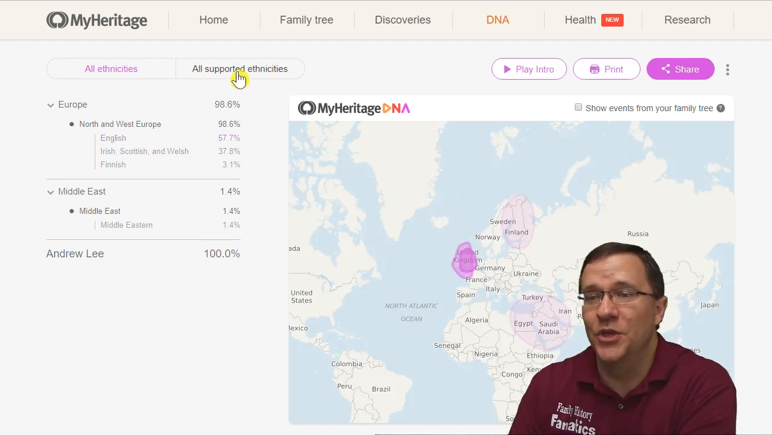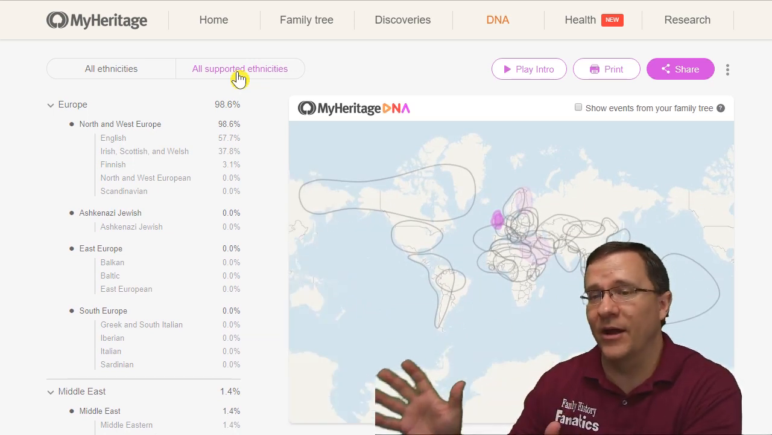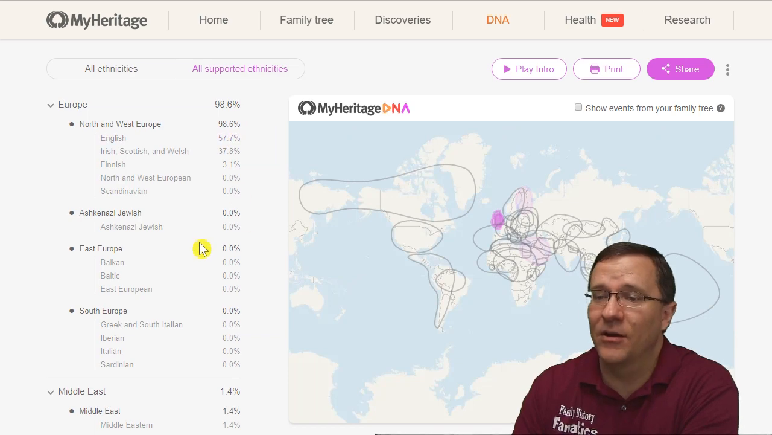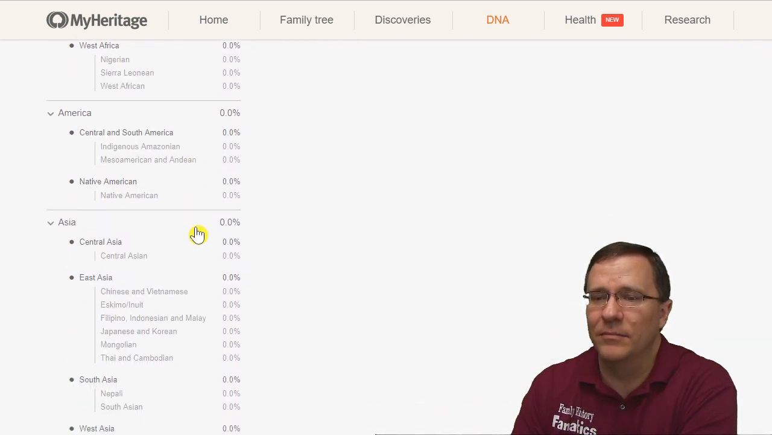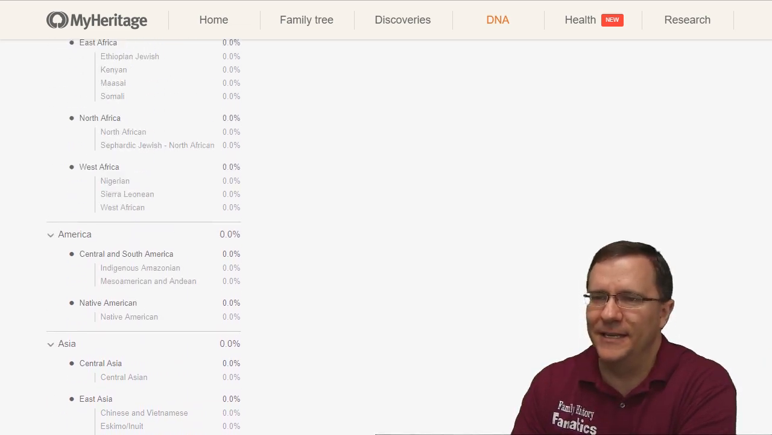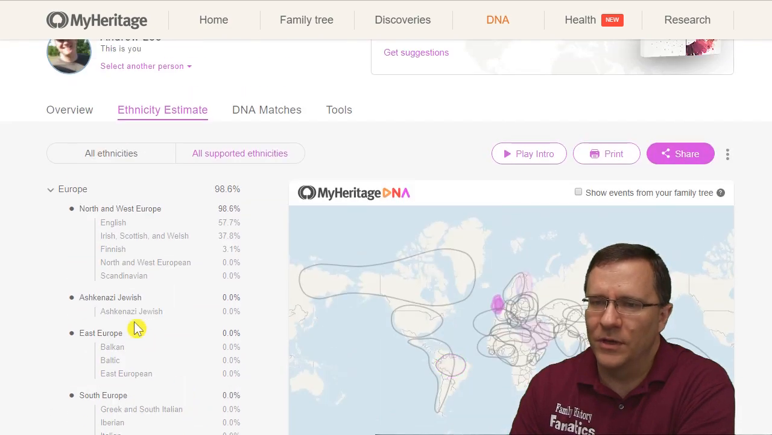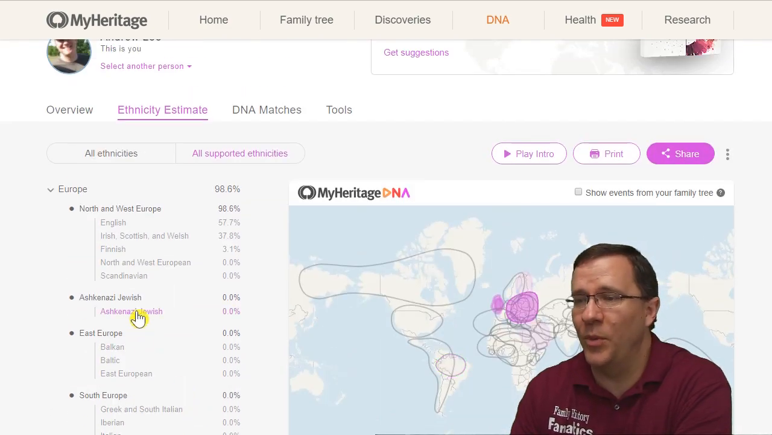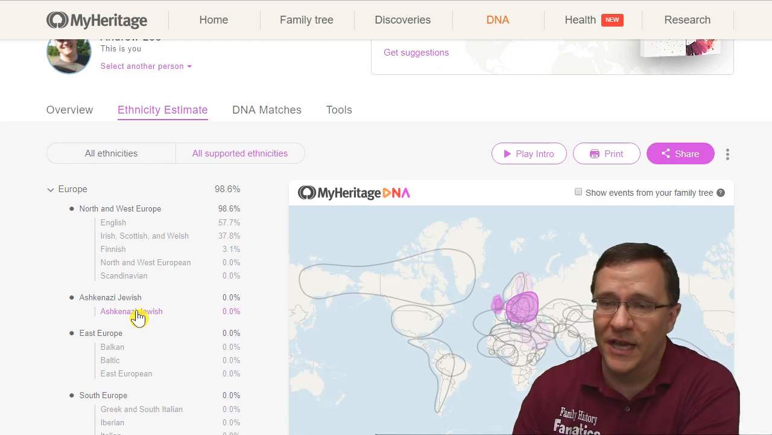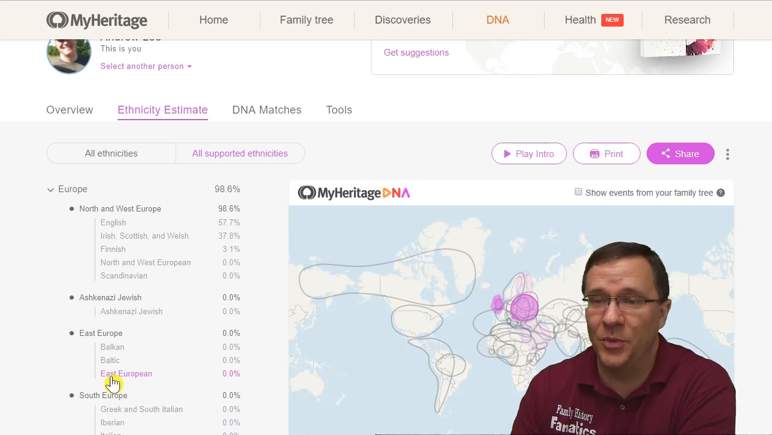Now, if you want to, you can actually see all supported ethnicities, so all the ones that MyHeritage does an analysis on, and there are a lot of them. And I don't have most of them in my DNA makeup. But we can highlight over each one, and it's going to show where in the world these are located. So if I wanted to look at Ashkenazi Jewish, I can see what part of Eastern Europe that is really covering compared to like the Balkan or the Baltic or just the East European.